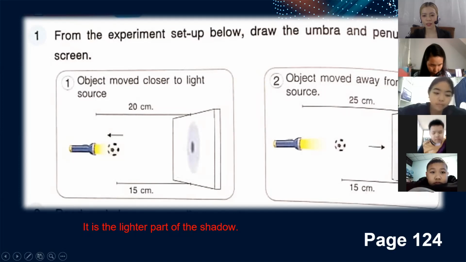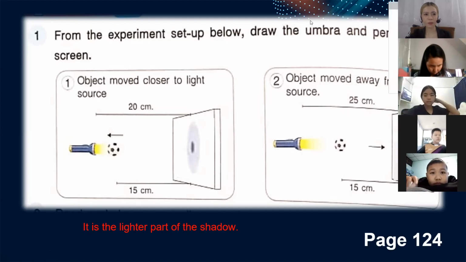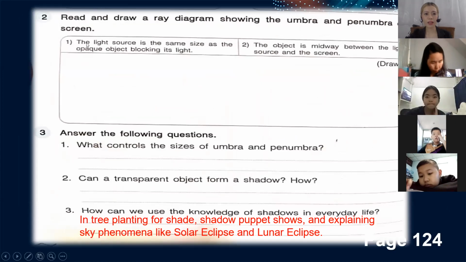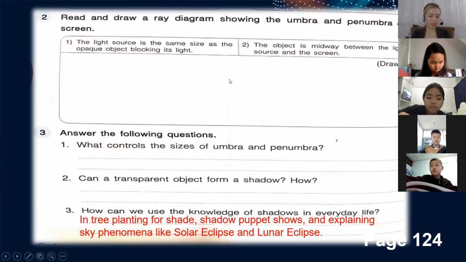9, and 10. Okay, for number 2, read and draw a ray diagram showing the umbra and penumbra on the screen. Number 1, the light source is the same size as the opaque object blocking its light. Number 2, the object is midway between the light source and the screen. So how do you draw that? You can see that on page 122.